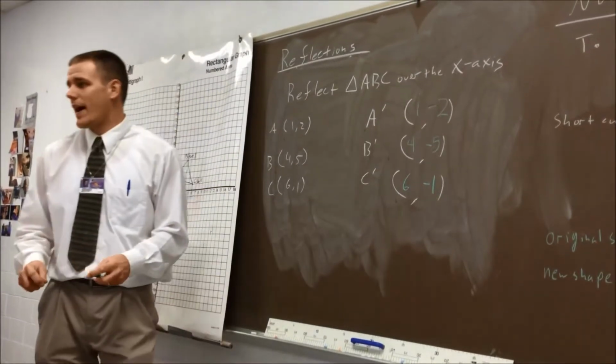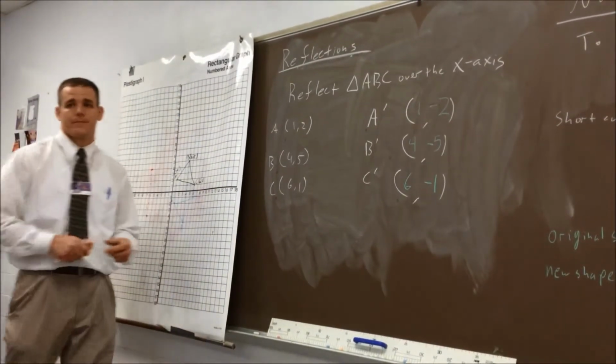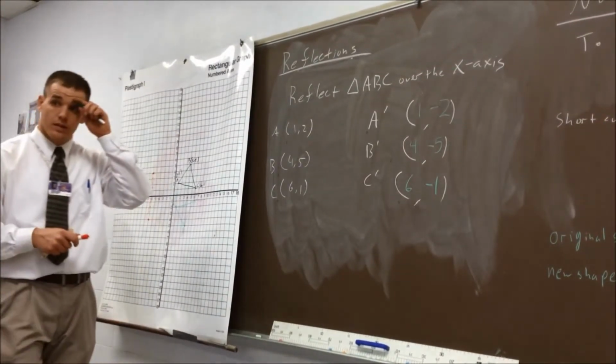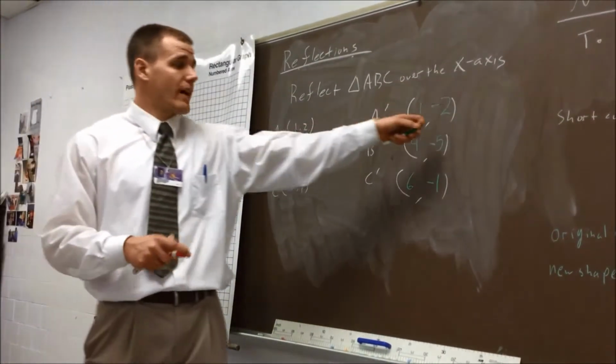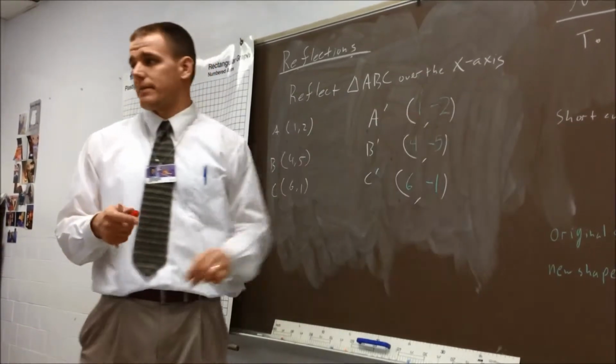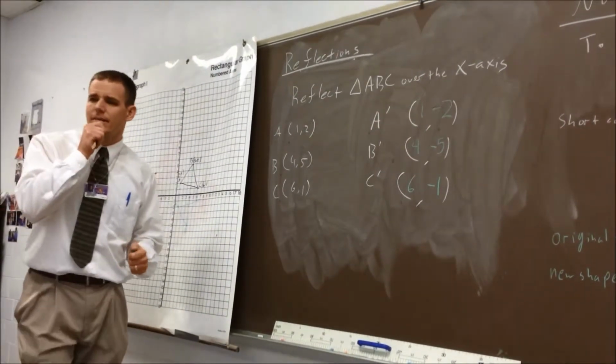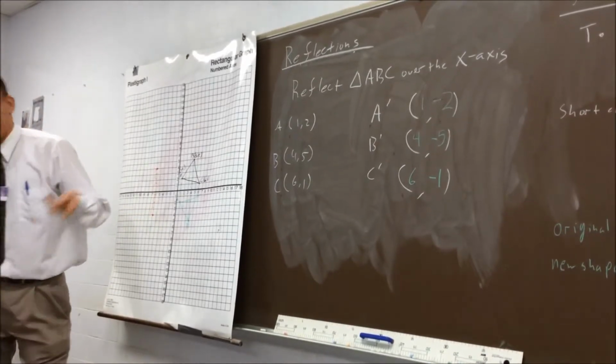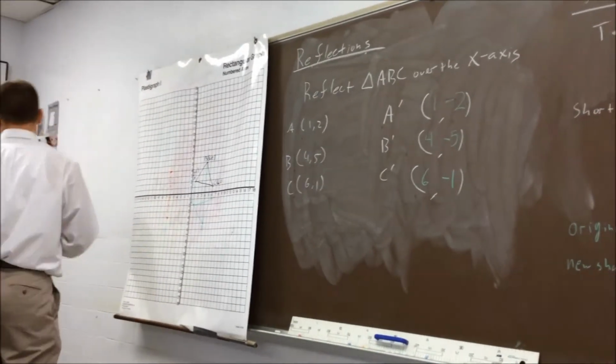What is the pattern here? It's the same, except the y values are negative. Are they always going to be negative? What if they were already negative? Maybe positive. Okay, great. Looks like you got it.